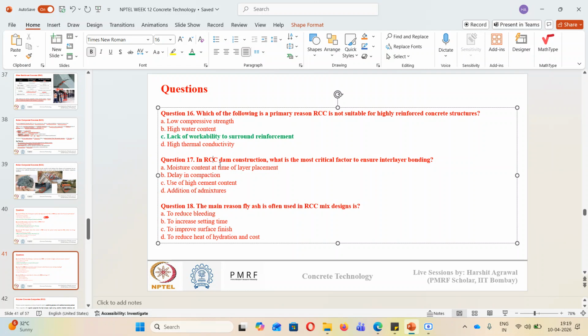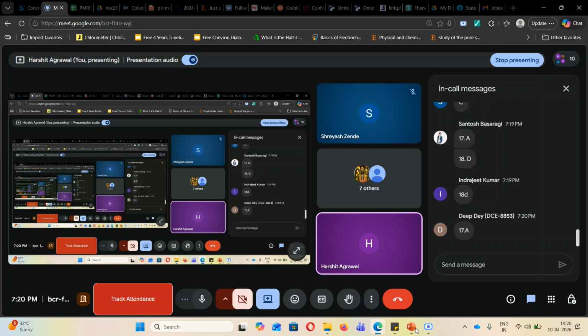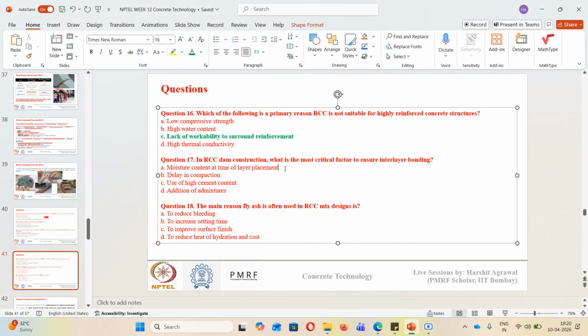Now, in roller compacted concrete dam construction, what is the most crucial factor to ensure interlayer bonding? Like, to ensure that all the layers of concrete that we are placing and compacting using rollers bond properly, what is the important factor? Yes, the correct answer is A for 17. Okay, the moisture content at the time of placement.